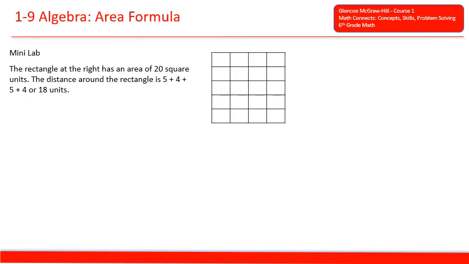Mini lab. The rectangle at the right has an area of 20 square units. The distance around the rectangle is 5 plus 4 plus 5 plus 4, or 18 units. So we have 4 units across, and then 5 units up the side. So we have 4 units across again, and 5 units again.